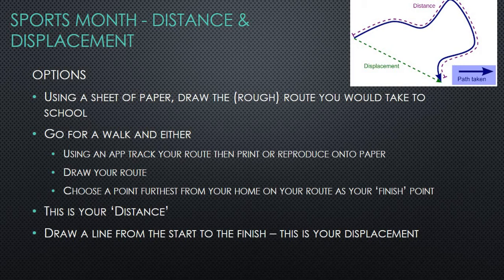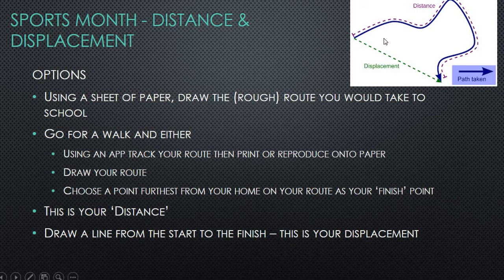If you are able to go outside, you can go for a walk, and you can either use an app on your phone to track your route and then either print off or reproduce that route onto paper, or you could just draw your route when you get back, the route that you've taken. And then what I want you to do with any of those is look at your route and choose a point that is furthest from your home on your route, and that will be your finish point.